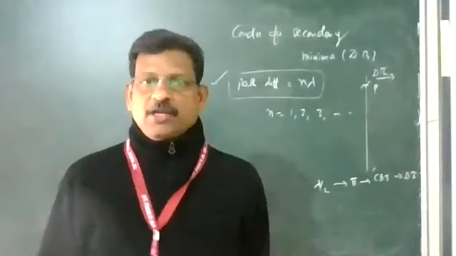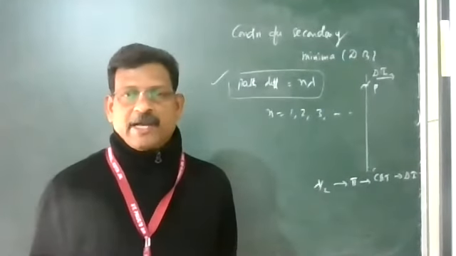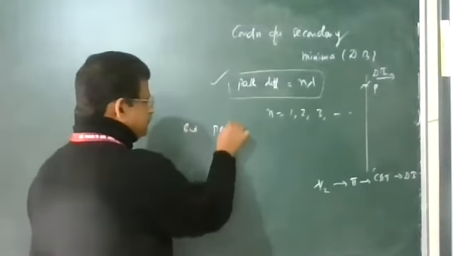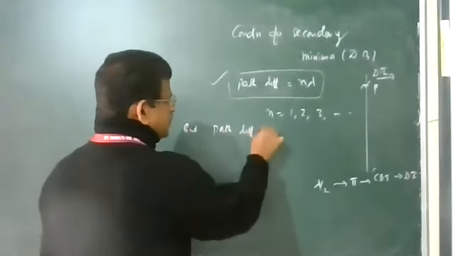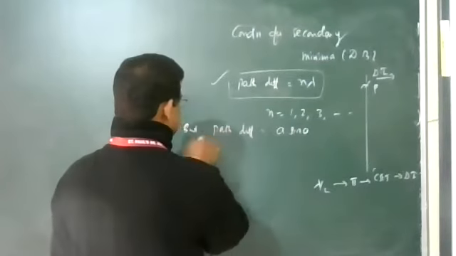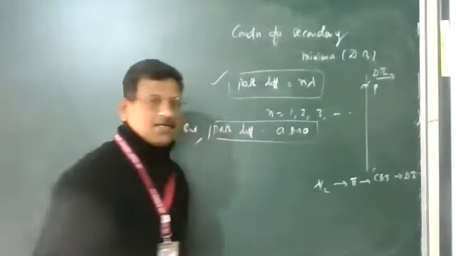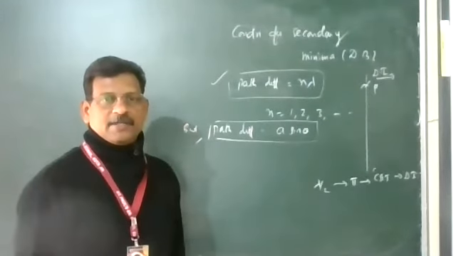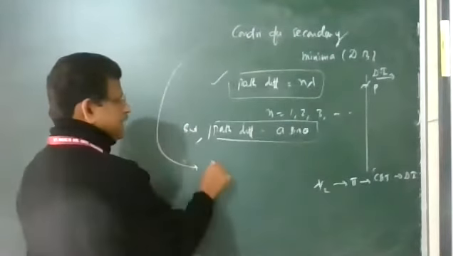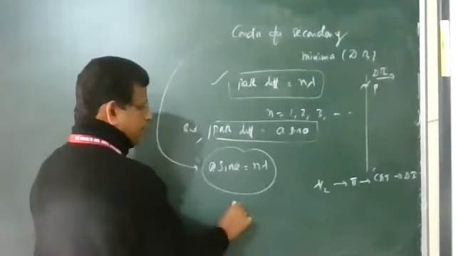But from the geometry, last class we have seen what the path difference is between the waves going from A and B reaching the point P. The path difference is equal to a sine theta. This is from geometry. If the wavelet is going at an angle theta, then the path difference is a sine theta. So the condition for minima is a sine theta equal to n lambda for minimum.